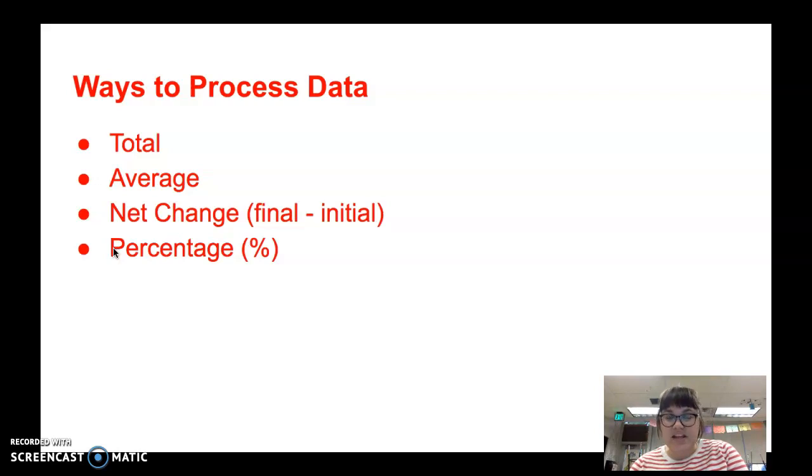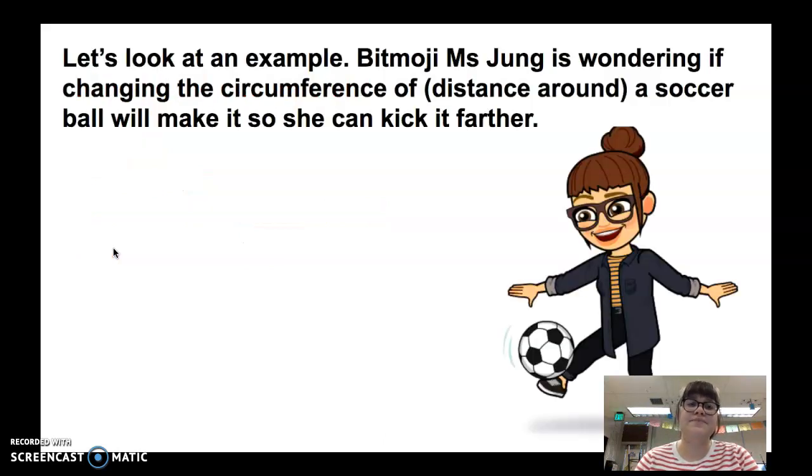And then finally, percentage. You're familiar with percentage from math class or from your grade. 93%, 25%. Sometimes that can be helpful, especially when dealing with people and opinions. 23% of people prefer red jelly beans. 12% of people prefer yellow, and so on. So this is not all of the ways that you can process data, but these are probably the most common and the ones that we'll use the most often in our science class. So let's take a look at an example.